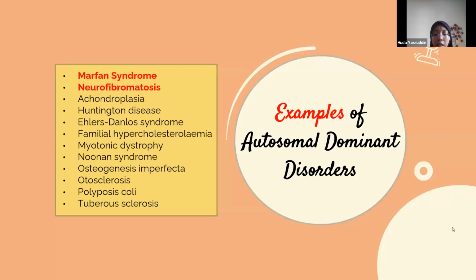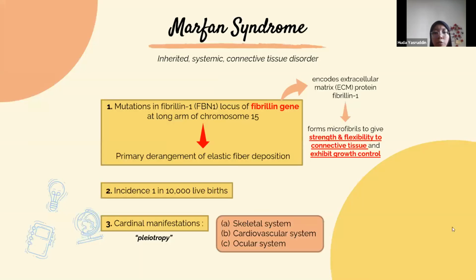And then we move to the examples of autosomal dominant disorders. Basically, there are a lot under this, but today I'll be discussing only two, which are Marfan syndrome and neurofibromatosis. Okay, we move to Marfan syndrome. Generally, Marfan syndrome is an inherited systemic connective tissue disorder. So how does this syndrome occur? It started with the mutation in fibrillin 1, the FBN1 locus of the fibrillin gene, at the long arm of chromosome 15.